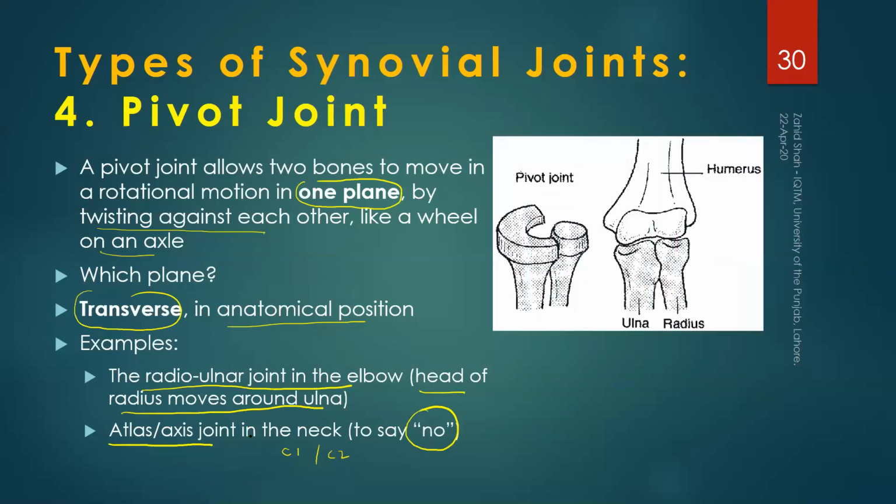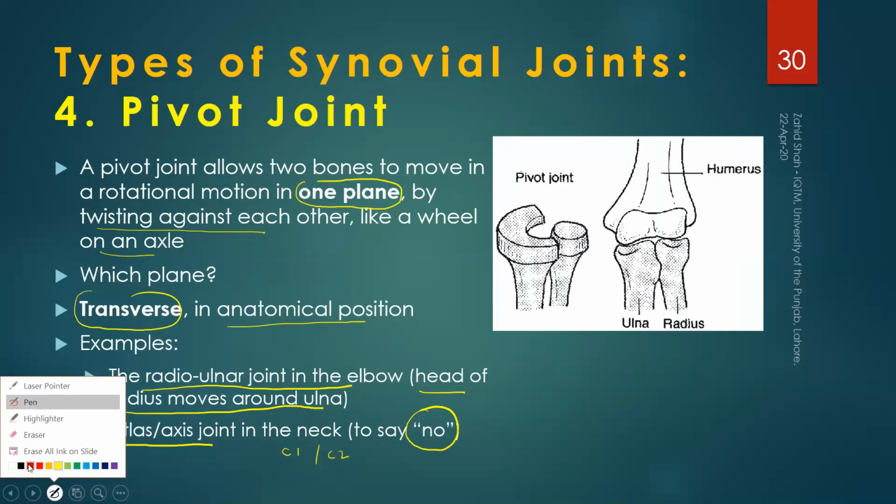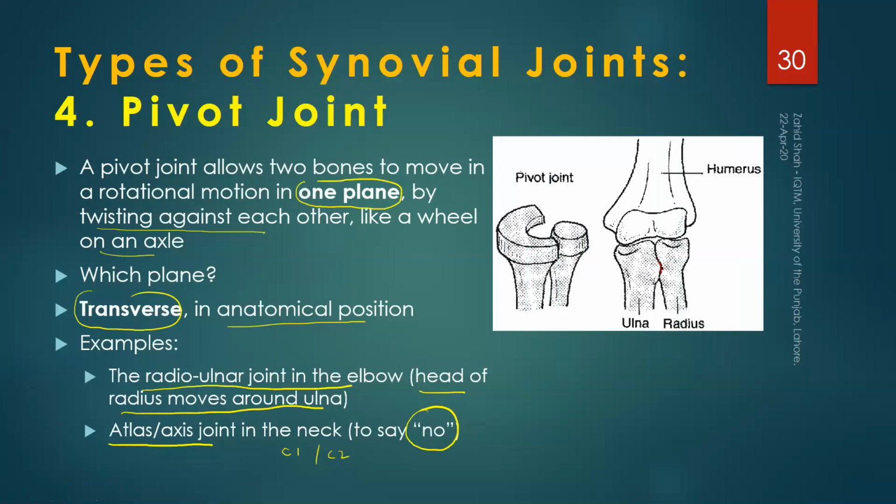So this joint at the proximal end of radius and ulna, this joint, is an example of a pivot joint. So we saw that this joint was, what was this joint? This was a hinge joint. But this joint, this one, between radius and ulna is a pivot joint.